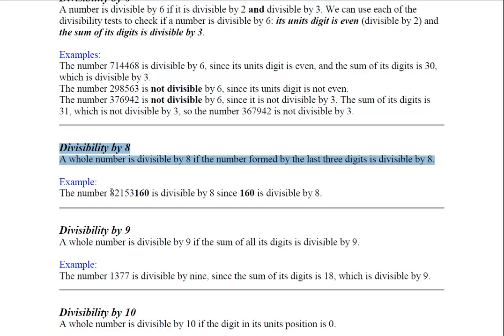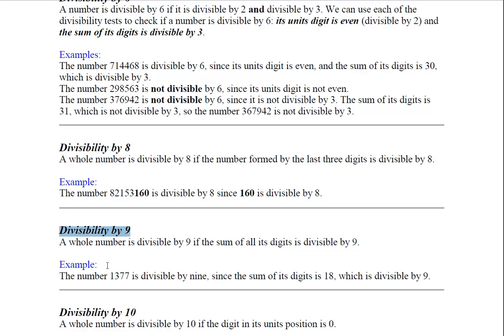So if I have a huge number like this one, all I need to do is look at the last 3 digits. 160. Is it divisible by 8? Yes, it is. 8 times 20 is 160. That means that all of this number is divisible by 8 as well.